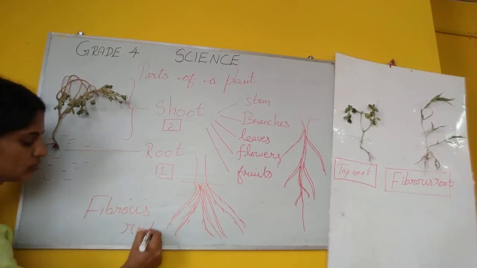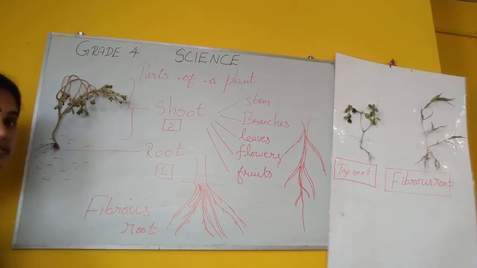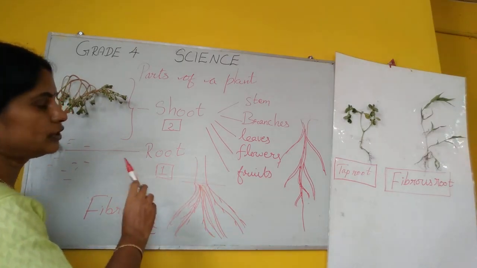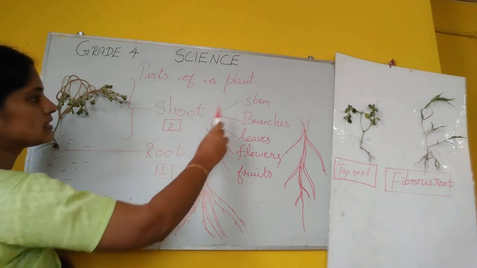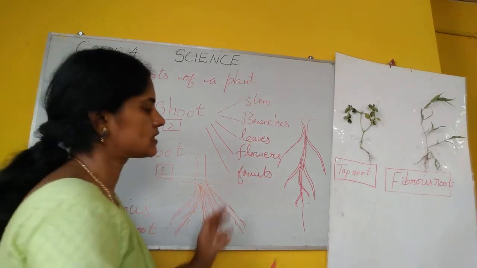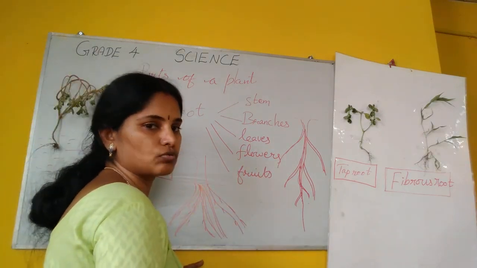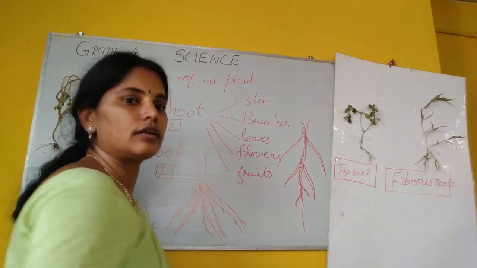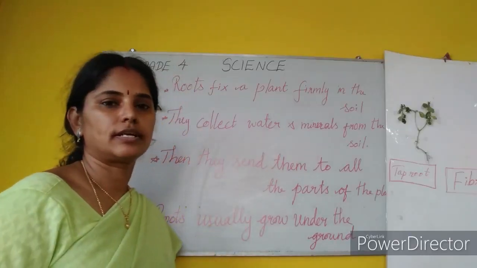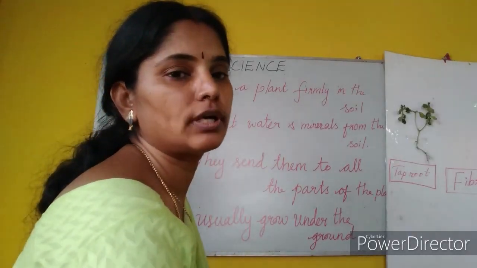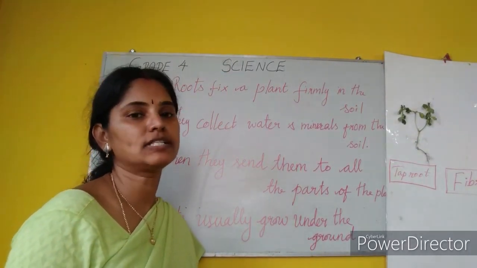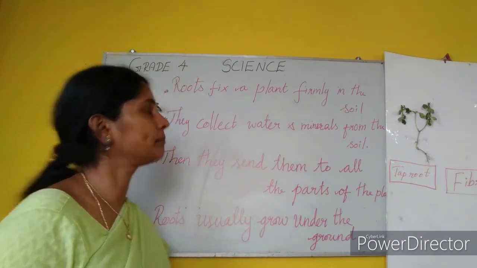Fibrous root. Clear, children? So we know that the shoot is stem, branch, leaf, flowers and fruits. And in the root system we have two different kinds of roots. Now we'll see about the stem. Children, before going deep into the stem, we'll first see about the root and its function, its work.